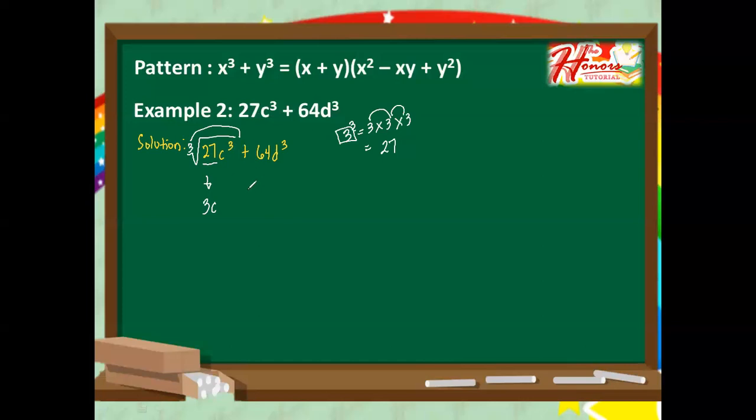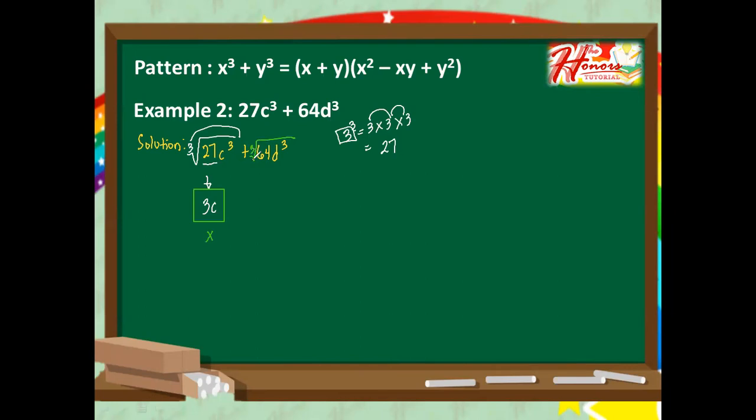Next. And don't forget, this will be the value of your x. So let's label it here. And then don't mind this, the operation. Just proceed with the cube root of 64d cubed. Same process.